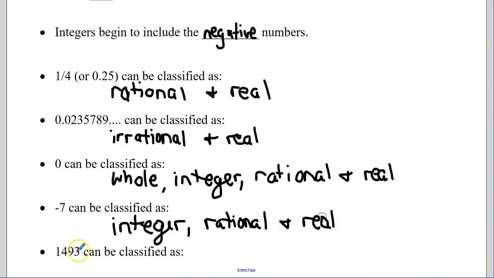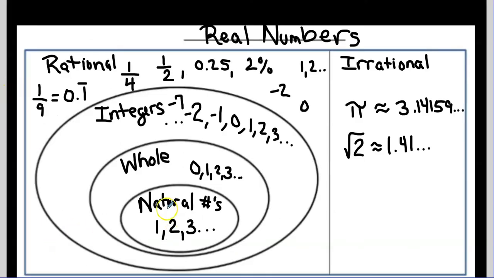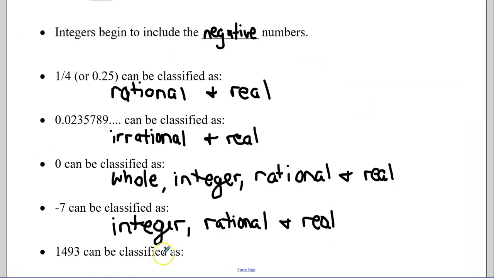And last but not least, the number 1493. If you can count to it, you can safely assume that it is a natural number. It's all the numbers that you can count up to. So our number there is going to be natural, but remember the natural numbers live inside the whole numbers, so it's also going to be whole. It's also going to be an integer. It's inside the rational family, and it's also a member of the real family. So anything that's a counting number is going to be classified as a natural number, because you can count to it.